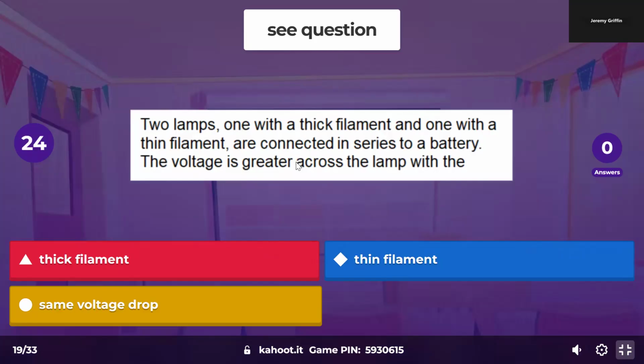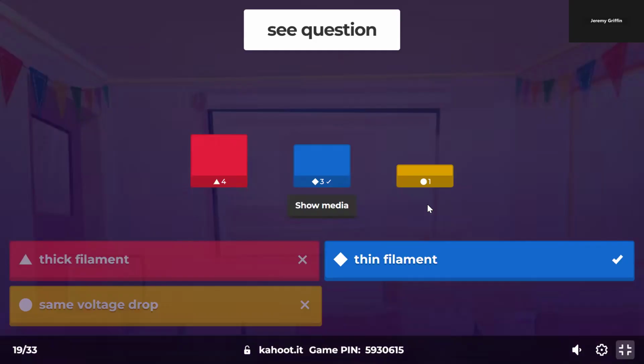The voltage drop is greater across the lamp with the... Yeah, the thin filament, because, guys, the thin filament has what resistance? More or less resistance? Yeah, more resistance. The thin filament has more resistance.